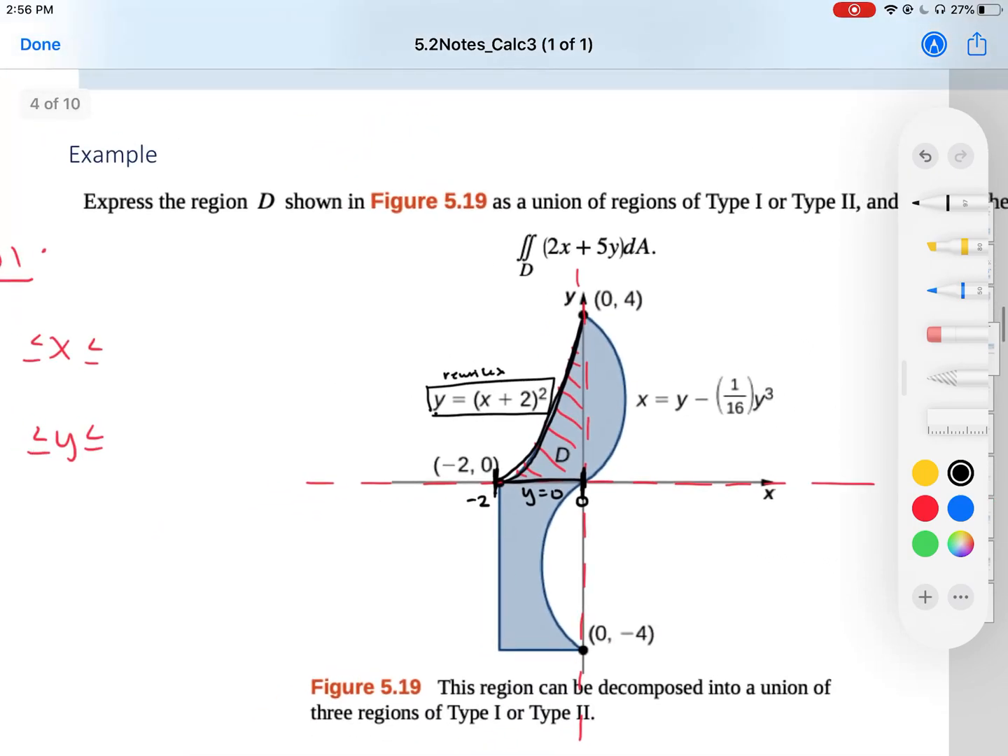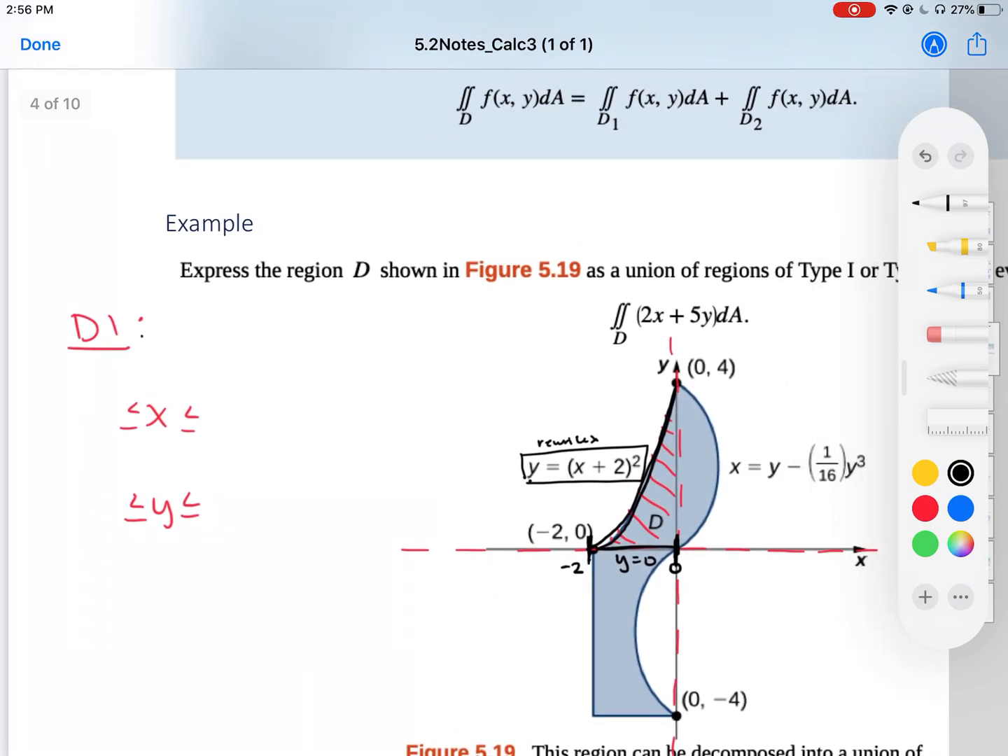So let's go ahead. Type 1 seems to be the ideal. Because it's type 1, we're going to go our x's from negative 2 to 0. And my function is from the line y equals 0 to our function (x plus 2) squared. Now let's say I wanted to start off with type 2. We could have, but then once we got to our function, we would have realized it's too much work to rewrite this function in terms of x. Let's just go for how it's written.